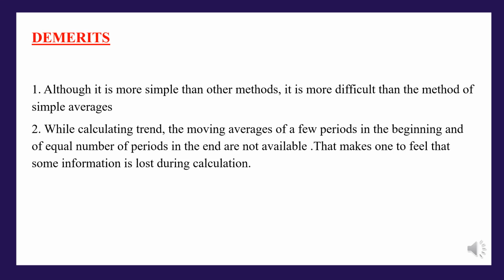Then about demerits. Although it is simpler than other methods, it is more difficult than the method of simple averages. While calculating trend, the moving averages of a few periods in the beginning and of an equal number of periods in the end are not available. That makes one feel that some information is lost during calculations.